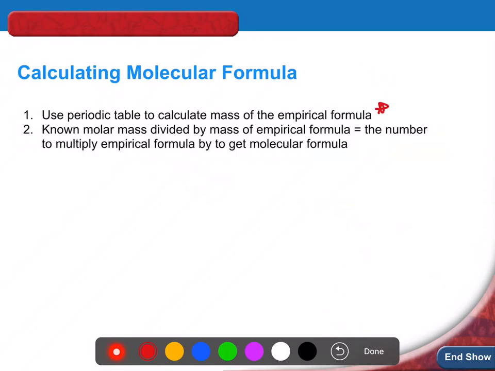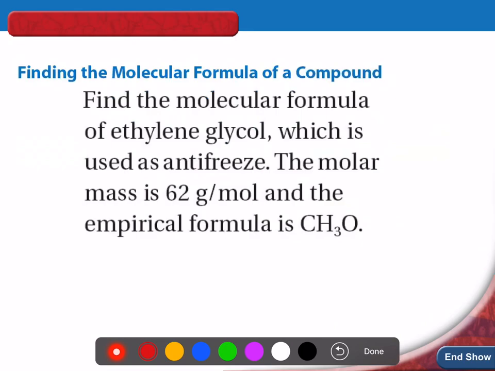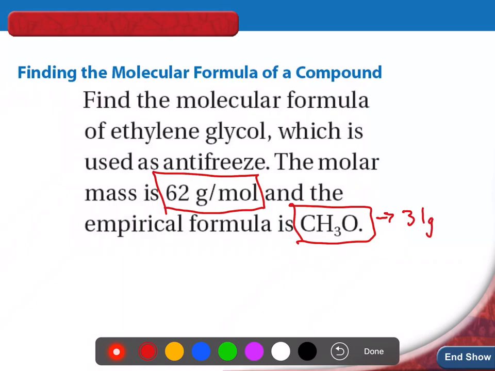Now, once again, I know that was a lot, so let's just look at an example. Find the molecular formula of ethylene glycol, which is used as antifreeze. The molar mass is 62 grams per mole. And look, they already got the empirical formula. Typically, you're going to have to solve it, but in this case, they already got the empirical formula. This is the molar mass of the molecular formula. So what you do, find the molar mass of the empirical formula. So that'd be 12 plus 1 plus 1 plus 1 for each of the hydrogens, so plus 3, then plus 16 for the oxygen. You should get 31. So the empirical formula's molar mass is 31.